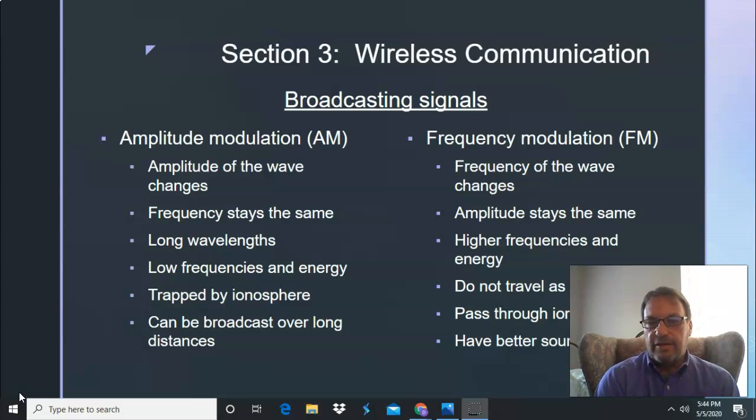The other type of radio signal is the frequency modulation, or FM, which a lot of you listen to. In this situation, the frequency is what changes. The amplitude, the distance from the crest to the resting point, is the same, but the frequency, the amount of waves per given period, will increase. And so it has a little higher energy. Now, this higher energy will allow the waves to pass through the ionosphere. They are not reflected back down where they can bounce around and be heard for long distances, but they do have a better sound quality.